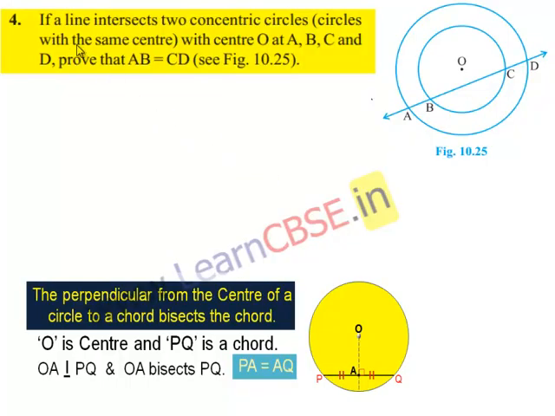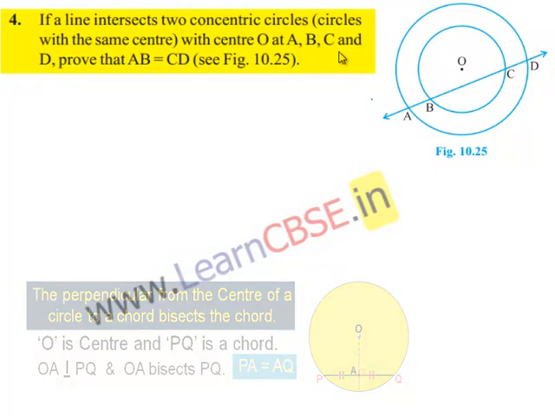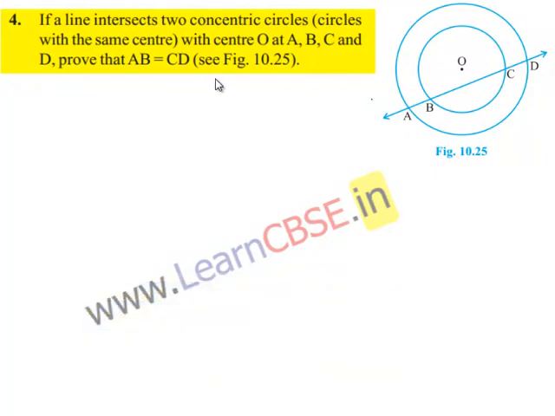Moving on to question number 4. If a line intersects two concentric circles, that is circles with the same center O, at A, B, C and D, prove that AB is equal to CD. Now moving on to the solution. Here it is given that there are two concentric circles with the same center O, and A, B, C and D are the points lying on them as shown in the figure. Now we are asked to prove that AB is equal to CD.